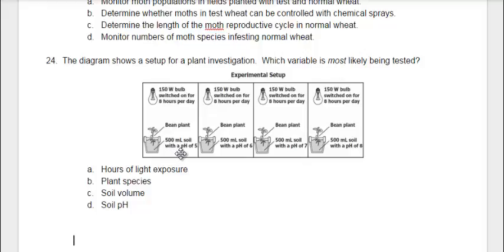500 milliliters soil with a pH of 5, 500 milliliters of soil with a pH of 6, 500 milliliters of soil with a pH of 7, 500 milliliters of soil with a pH of 8. Which variable is most likely being tested? A. Hours of light exposure. B. Plant species. C. Soil volume. D. Soil pH.